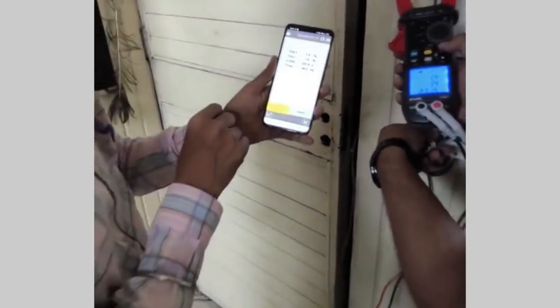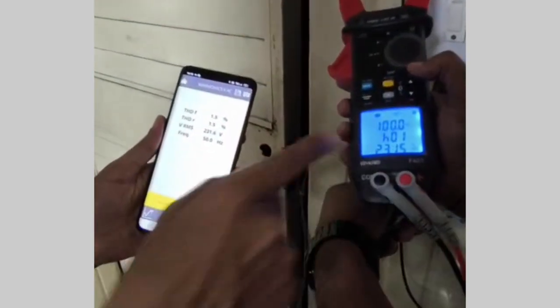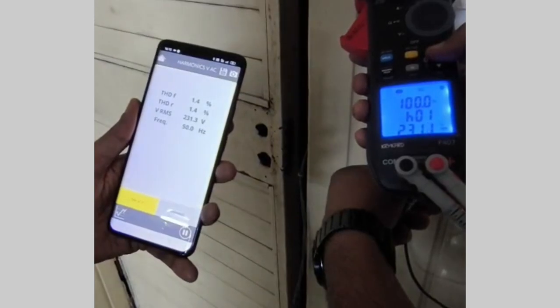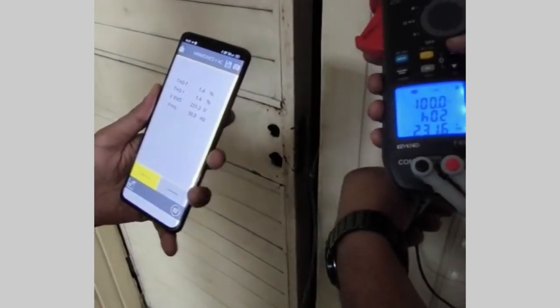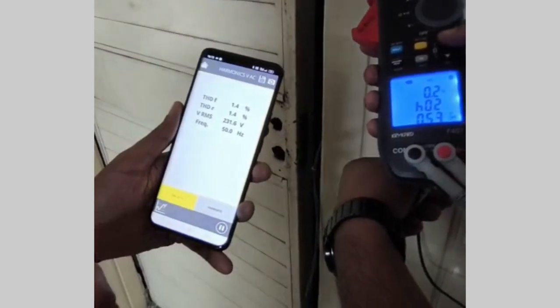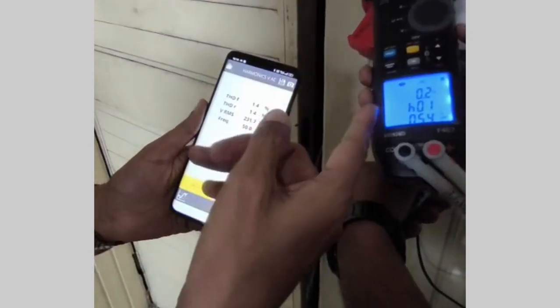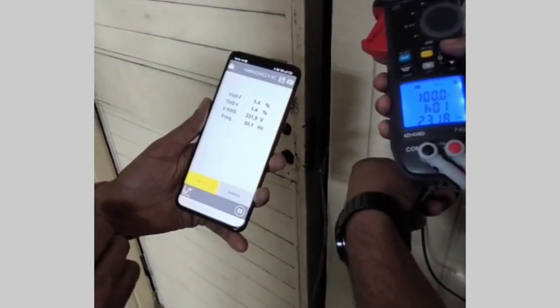With this particular meter that is connected with my mobile application, I can see all the measured data online on my mobile at the same time. We have two methods for measurement of harmonics. One is at the input level, the second is at the individual gadget level. Here, I am trying to measure at the input level.